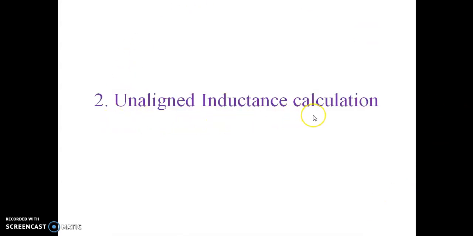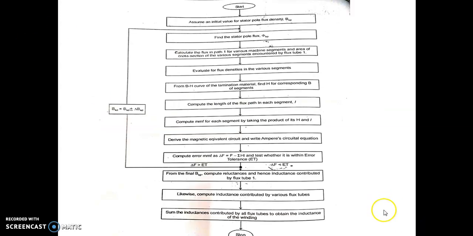Next, let us calculate the inductance of the unaligned portion. For calculating this, we have a certain step-by-step procedure for calculation of unaligned inductance. Let us look into the first step. In the first step, we assume an initial value for the stator pole flux density, that is BSP. Next, we find the stator pole flux phi SP. So after assigning the flux density, we have to assign the flux value also.